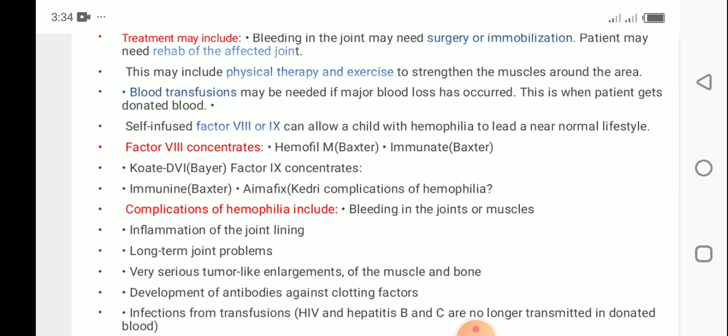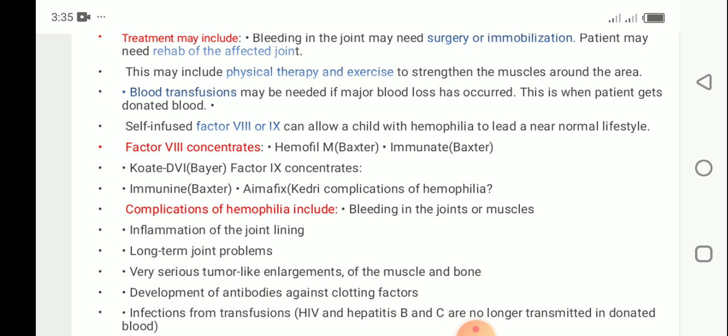And if the patient is not recovering, if the HB levels are not rising soon, then the patient can be advised to have factor 8 or 9 according to the need and the variety of hemophilia he is having, either hemophilia A, B, or C. According to the type of hemophilia, the patient can be given factor 8 or 9, and this allows a child with hemophilia to lead a normal lifestyle. Usually the factor 8 concentrates are Hemofil M, Immunate and Koate-DVI. Factor 9 concentrates are Immunine and Mononine.